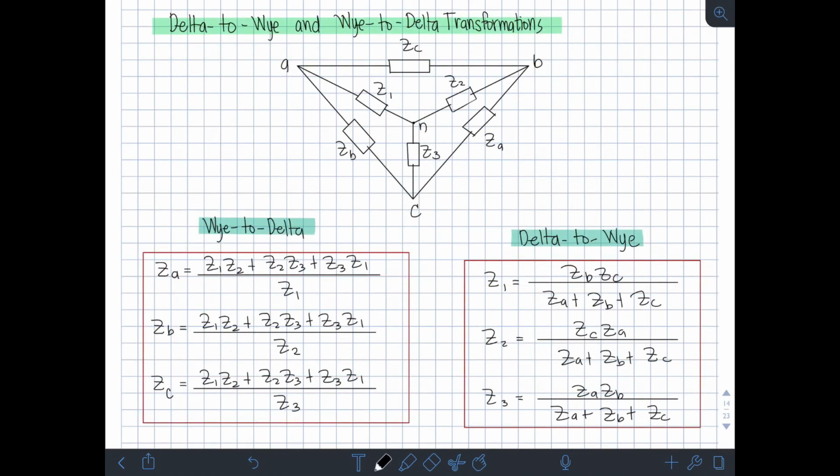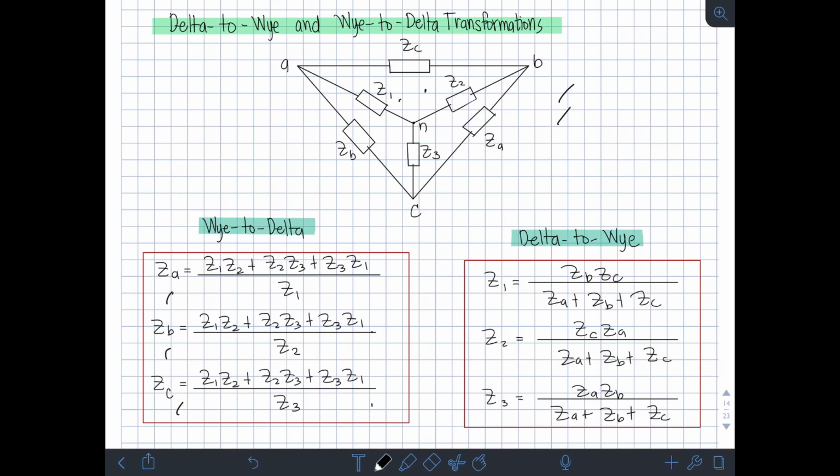Okay? Next, we also have the delta to Y and Y to delta transformations in AC circuits. The formula is the same as in DC circuits, wherein, given this figure, we can transform Y to delta using this formula. In Y to delta, the numerators are all the same: the sum of the impedances of the Y taken 2 at a time, over the impedance opposite to the delta impedance we are considering.